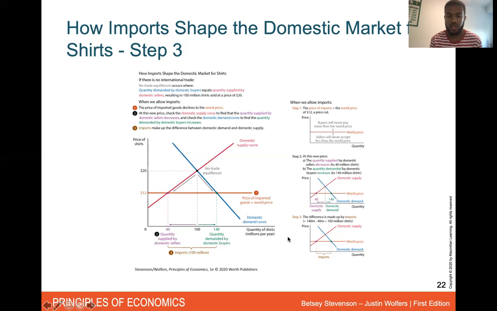So that's how it works. You could look at these models that just represent the different stages of this, but that's how the international market works when you import a good into a country that's below their domestic price.